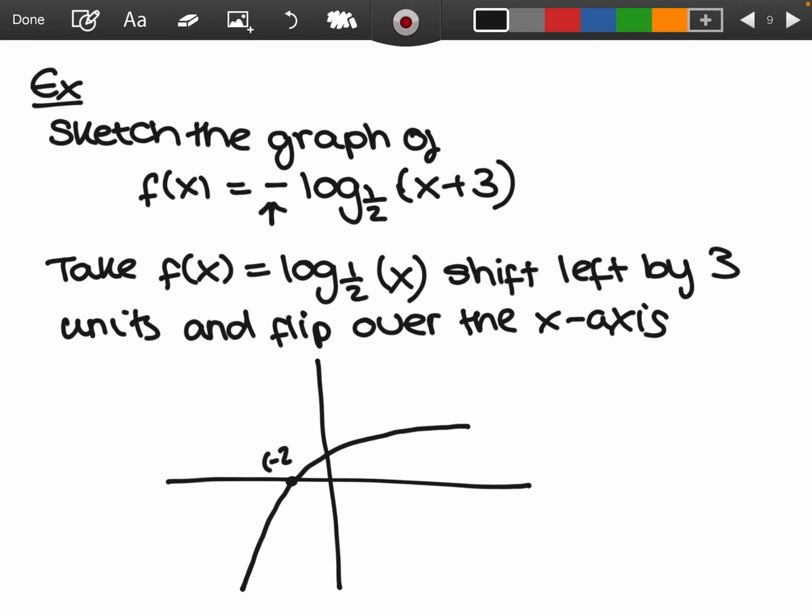So my graph will end up looking like this, where I go through (-2, 0) and (-5/2, -1). And I'm going to end up with this asymptote. Remember, I have shifted to the left by 3 units, meaning that my asymptote is also going to shift. So my asymptote is now at x is equal to negative 3.